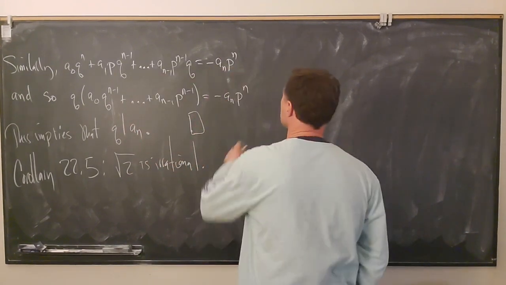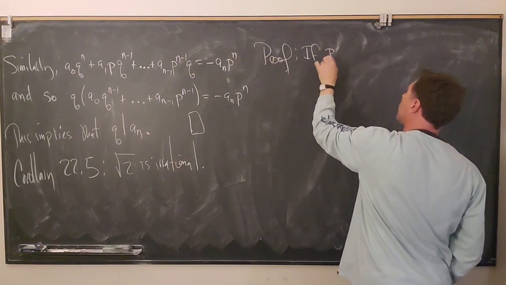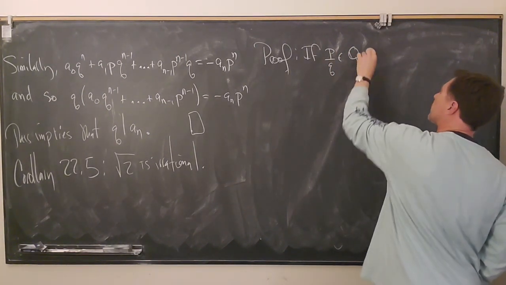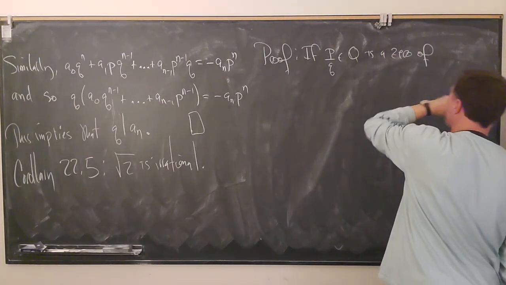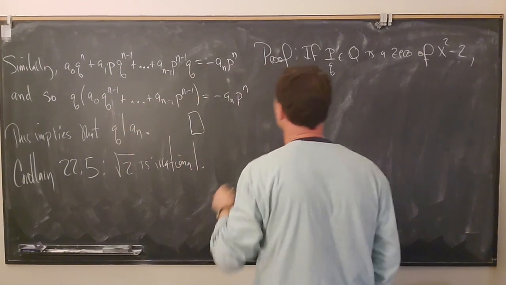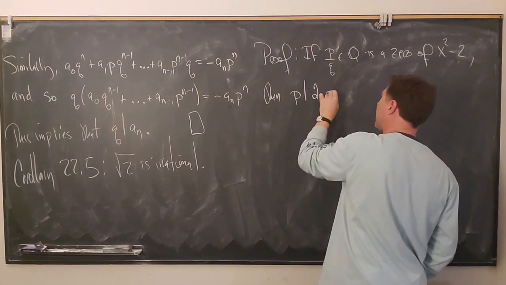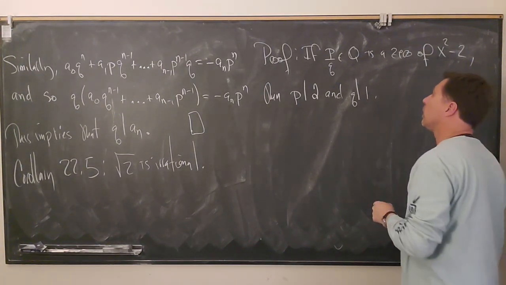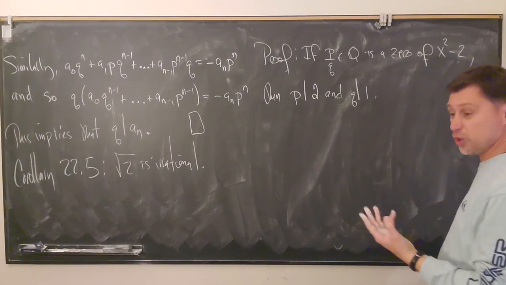And so the proof goes like this. If p over q is a rational number, so if this is a zero of the polynomial x squared minus 2, then what does that mean? Then p has to divide the constant coefficient and q has to divide the largest coefficient. So q divides 1. Okay, so what does that mean? That means p is going to be plus or minus 1, plus or minus 2, and q is plus or minus 1.